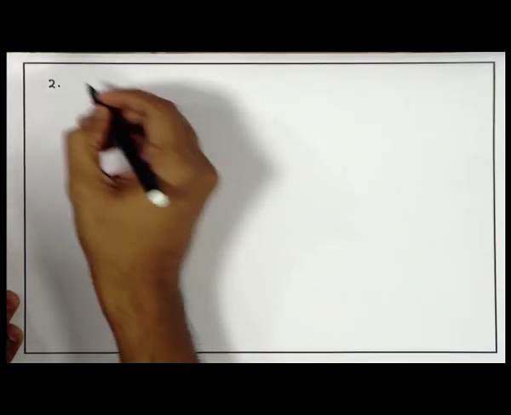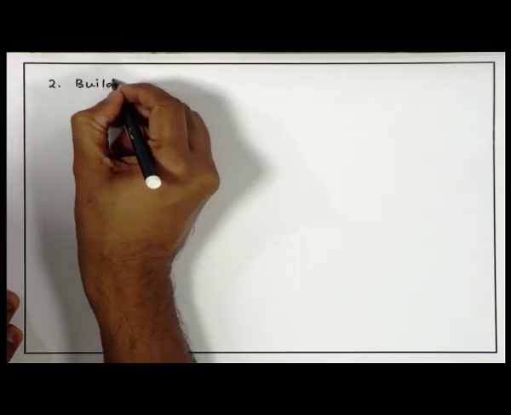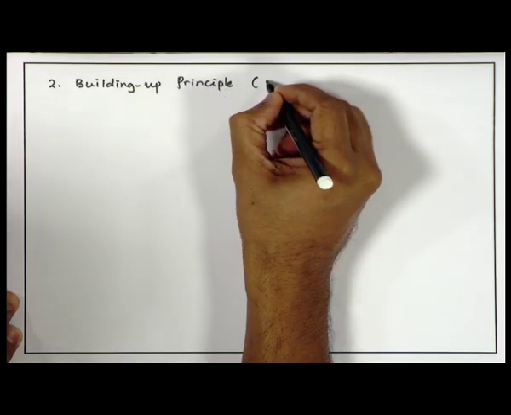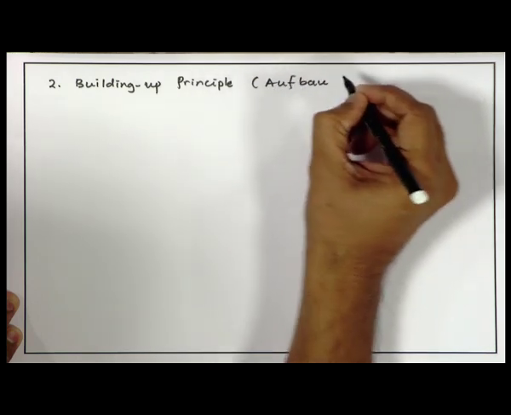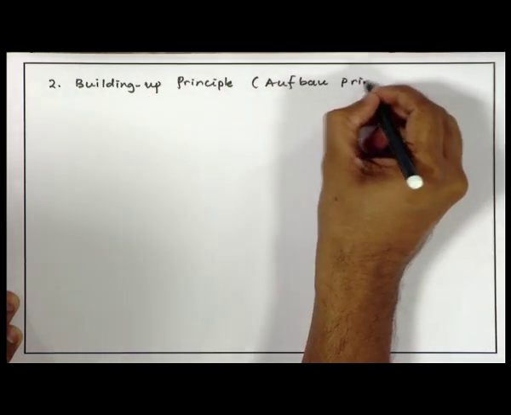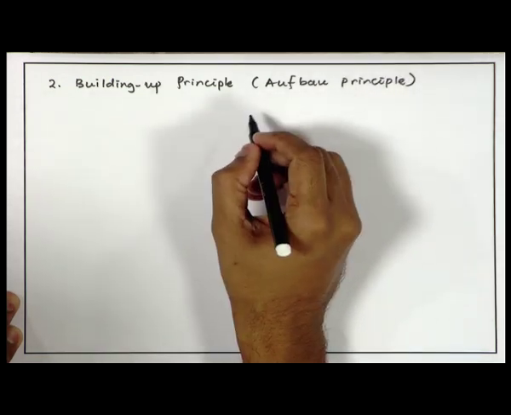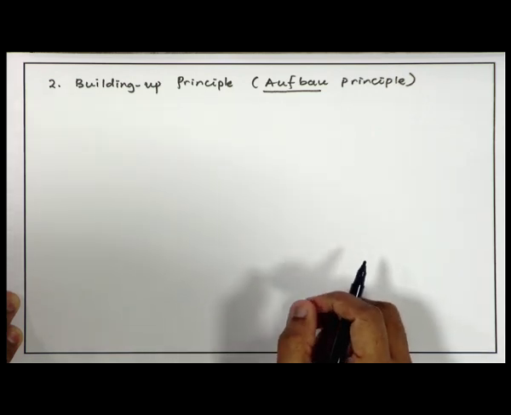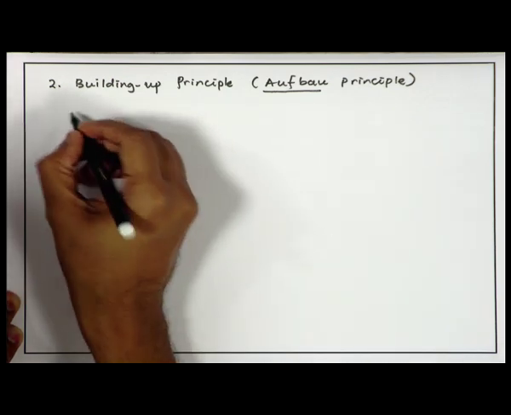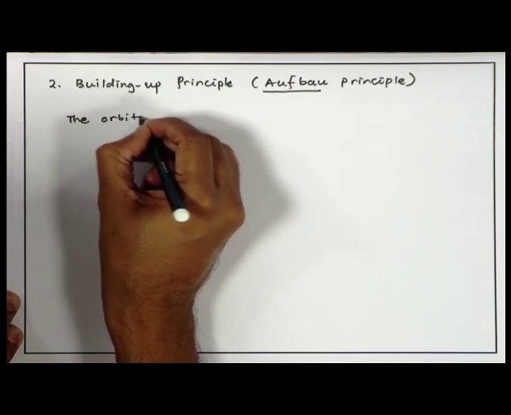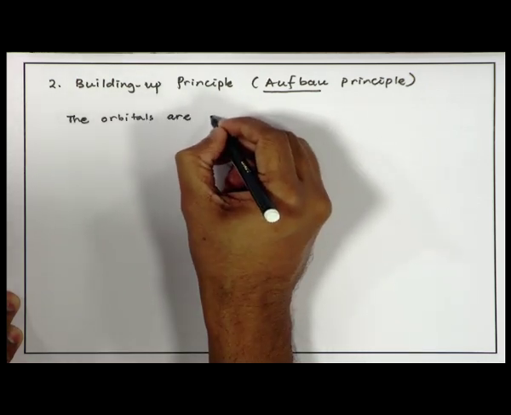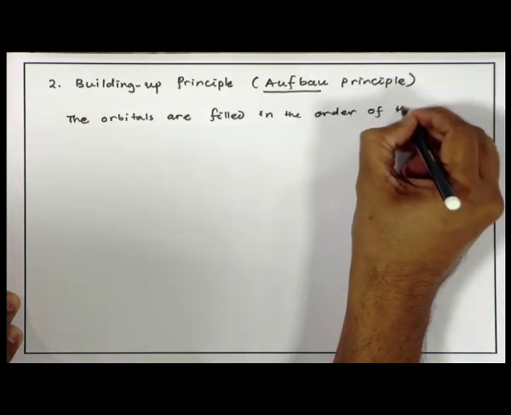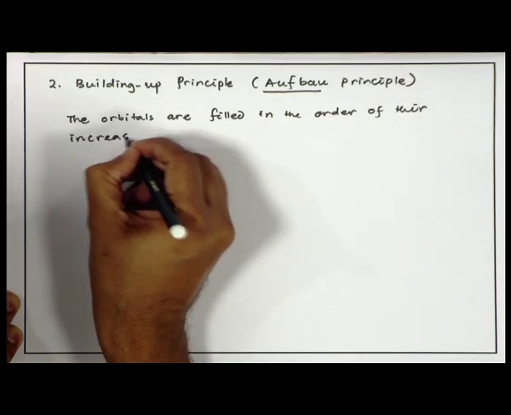The next principle that we are going to discuss is what is called the building up principle. This also goes by a German word, Aufbau, which means building up or construction. It is the rule that will be used to construct or build up the electronic arrangement. What does this Aufbau principle say? It says that the orbitals are filled in the order of their increasing energy.